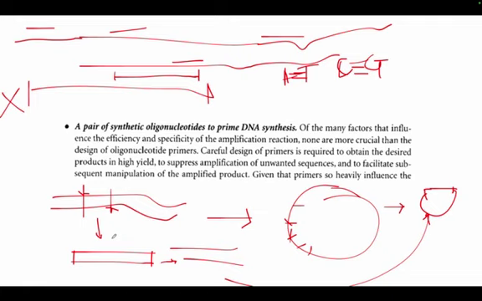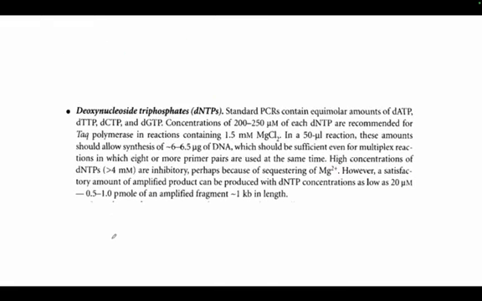You have to keep in mind what your final end goal is. What else do we need? We obviously need deoxynucleotide triphosphates, or dNTPs. We should have equal molar amounts of the 4 dNTPs, because we will be using all 4 of them in the reaction. Normally, we would need a concentration of 200 to 250 micromolar of dNTP.